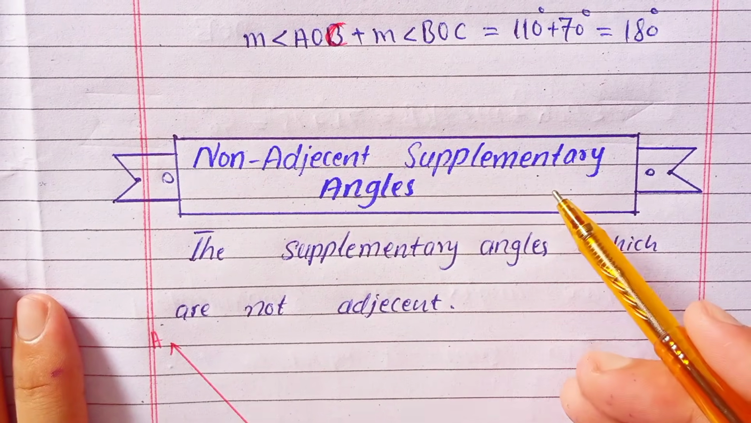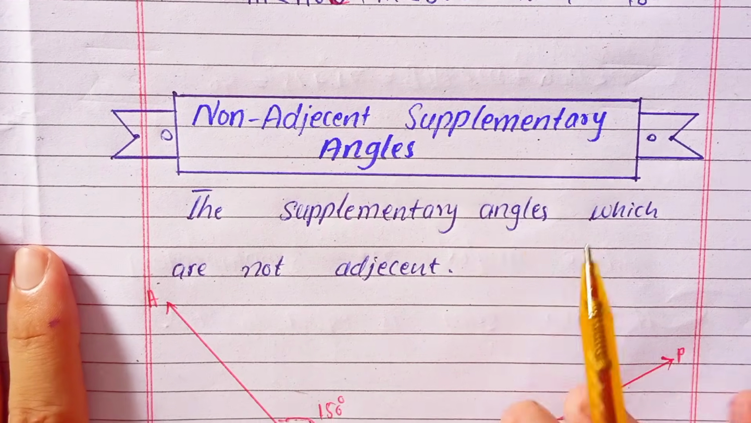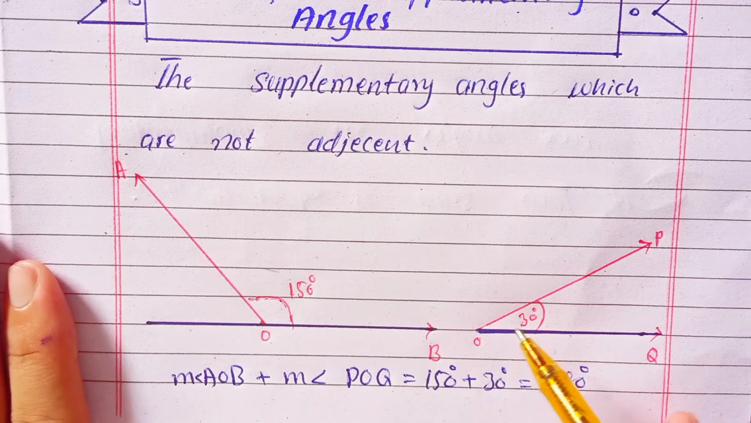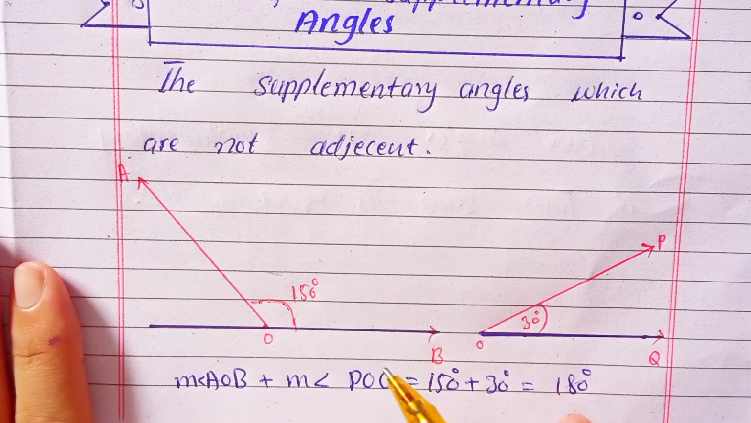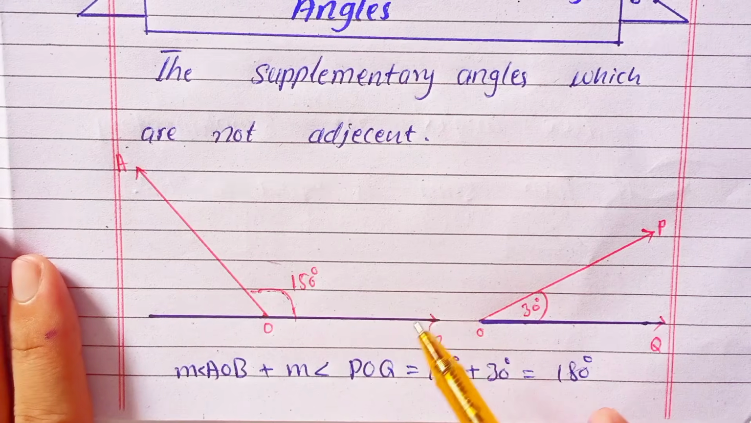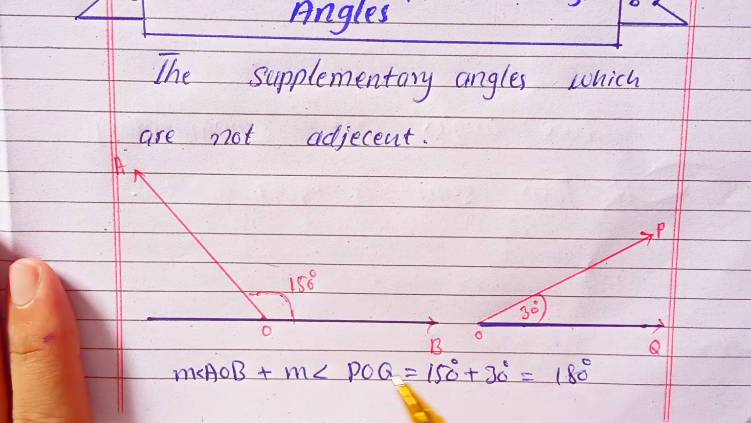Non-adjacent supplementary angles. Supplementary angles which are not adjacent are called non-adjacent supplementary angles. For example, AOB and POQ are non-adjacent supplementary angles because their sum is equal to 180, but they are not adjacent. So we can say that these two angles are non-adjacent supplementary angles.